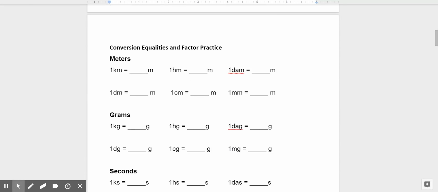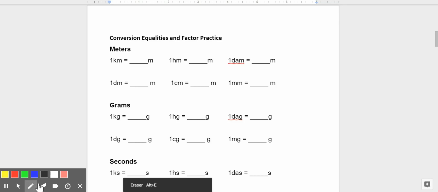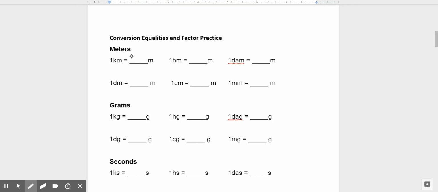So we've got a chart to fill in all of the conversion facts that you might want to use, so you've got a quick reference until you can commit these to memory. I'm going to do the meter section for you, and then you will fill in the rest of this paper from the table that you just filled in above. 1 kilometer equals 1,000 meters. 1 hectometer equals 100 meters. 1 decameter equals 10 meters. 1 decimeter equals 0.1 meters. 1 centimeter is 0.01 meters. And 1 millimeter is 0.001 meters.